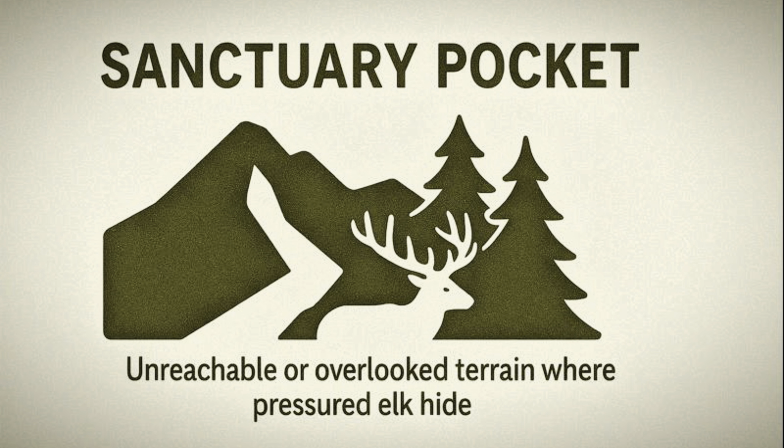Number 58 is the sanctuary pocket. Those are your hard-to-reach terrain areas where elk retreat to when pressured. They're high-value areas in overhunted units. They're the nasty stuff where nobody wants to go.